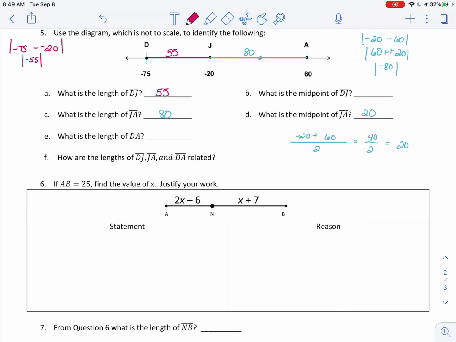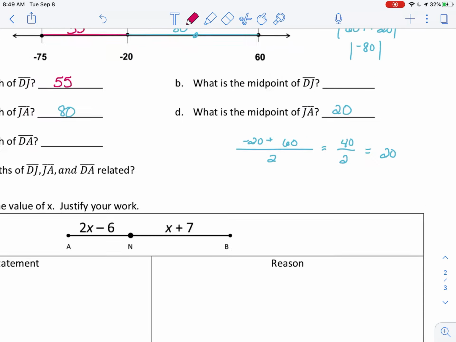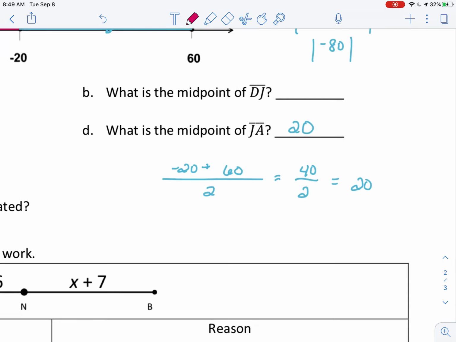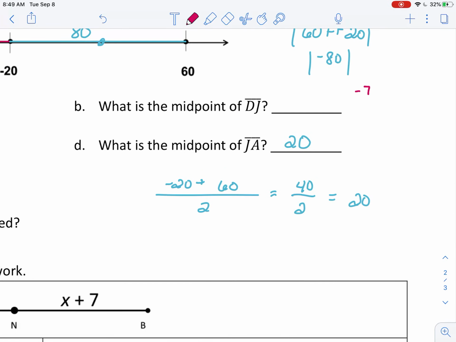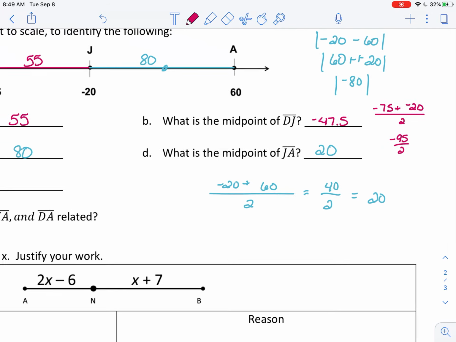If I do the exact same thing on DJ, I'm going to average. So I'm going to take the negative 75 and the negative 20. Averaging means you add them together and then divide by 2. Well, when I add negative 75 and negative 20, I get negative 95. And this is a nice terminating number. I'm trying to find a location, so I'm just going to go ahead and do the decimal of negative 47.5. If you wrote negative 95 over 2, it would also be considered correct.